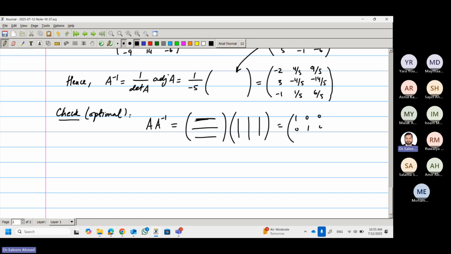you should get the identity matrix, 1 0 0, 0 1 0, 0 0 1. If you are not getting this, it means the inverse is wrong. So this should give you the identity matrix. If it is not an identity matrix, it's wrong. Then you can go back and check, maybe some of your cofactors are wrong or whatever.